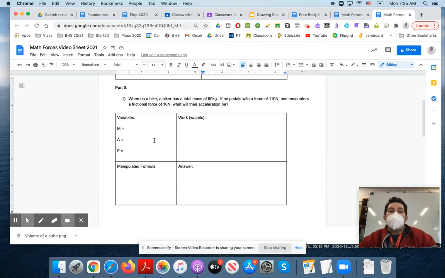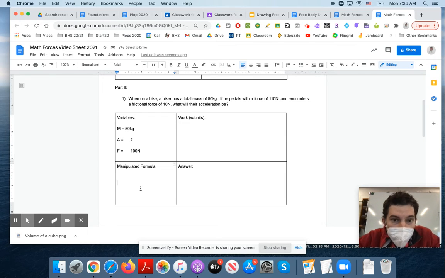So let's see how this applies in real life. I have a bike, and a biker has a total mass of 50 kilograms. If he pedals with a force of 110 newtons and encounters a 10 newton frictional force, what would their acceleration be? Remember from last week's lab, friction opposes motion. So I'm pedaling with 110 newtons, but 10 newtons of frictional force is opposing me. That means my total net force is going to be 100 newtons. I get that from 110 forward, 10 back. They cancel each other out to the course of 10 newtons, so I get 100 newtons of push. My acceleration is what I'm solving for. My mass is going to be 50 kilograms.